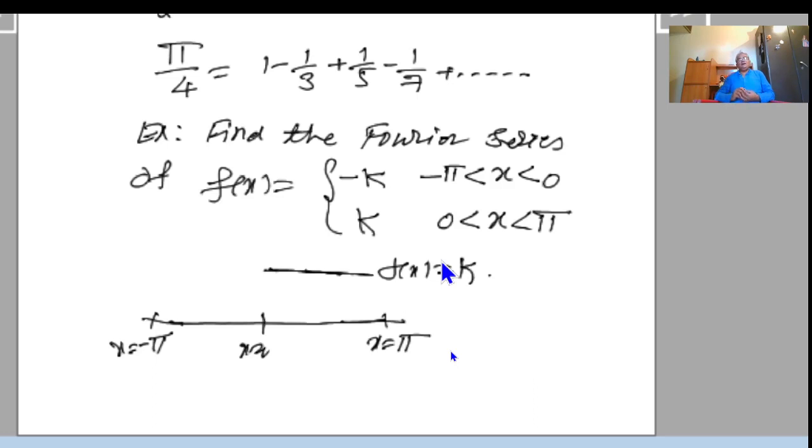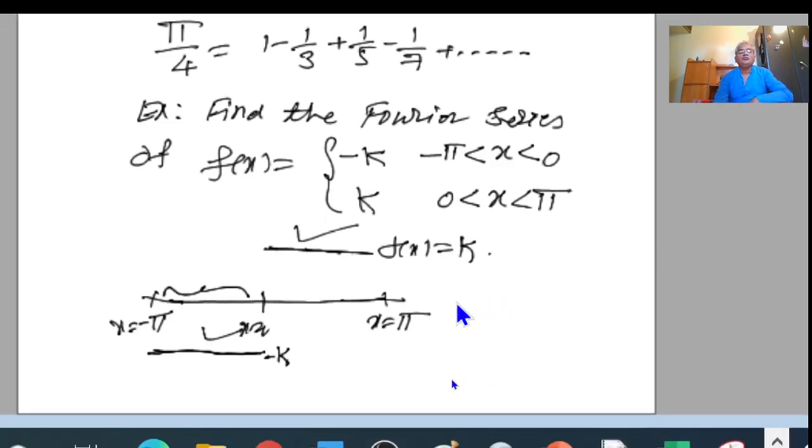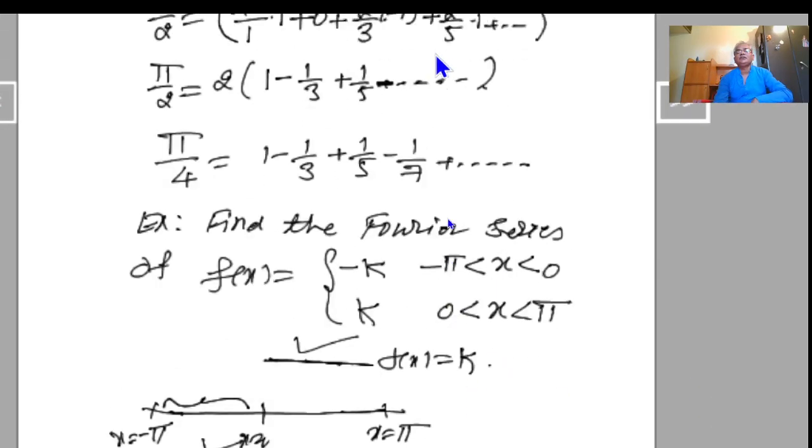And if x is from minus pi to 0, that is in this interval, what is f of x value? It is equal to minus k. That is here it is negative, this is our minus k. So this is plus k, this is minus k. This shows that the function is an odd function.